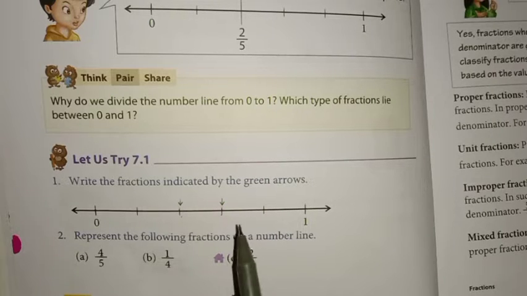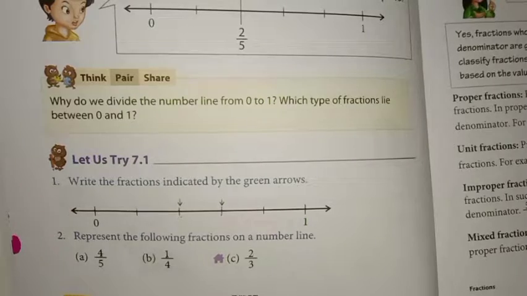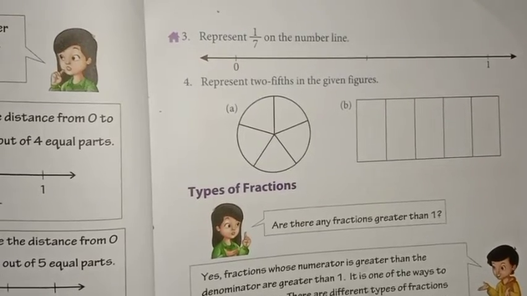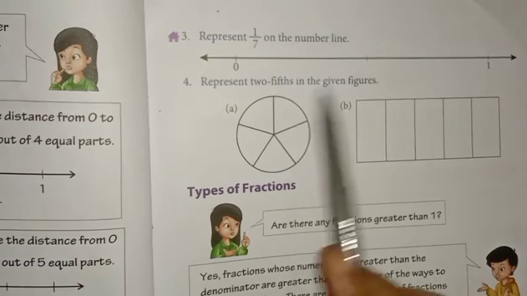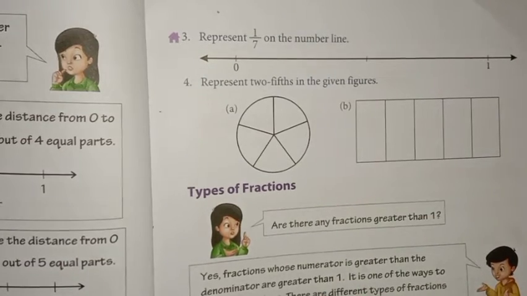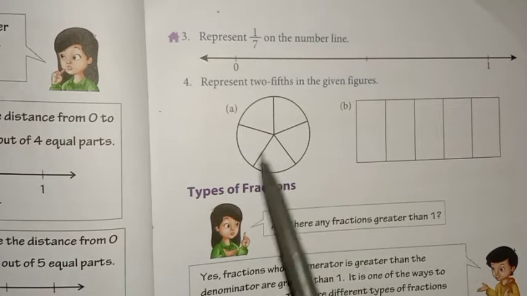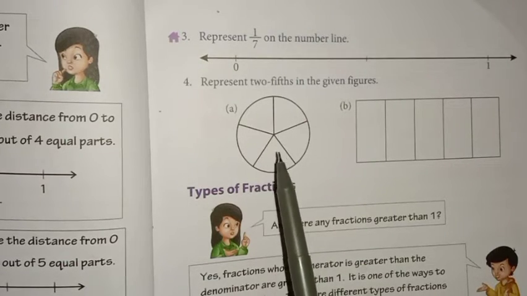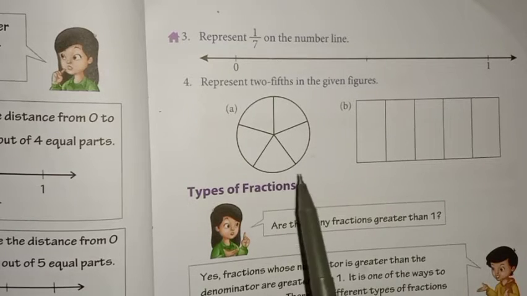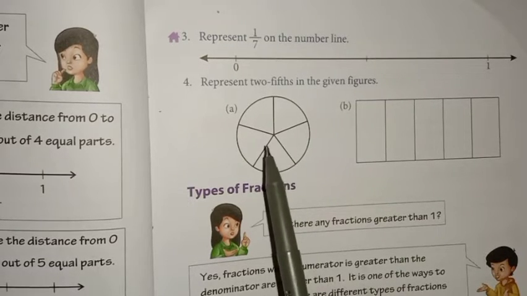Same way you can represent this fraction using number line. That is here 4/5. So you divide the number line into 5 equal parts. Then you mark 4/5. Okay. Next, 1 by 7 on a number line. That is, you divide this number line into 7 equal parts and mark 1 by 7. Next, represent 2/5 in the given figures. 2/5 means 2 by 5. So here you mark 2 by 5 in these pictures. You already studied that 2 by 5 means 2 portions want to be shaded.